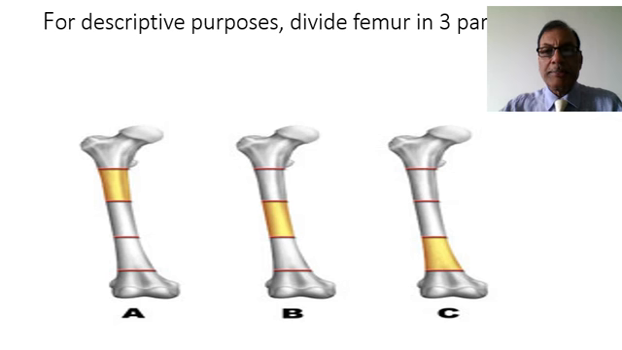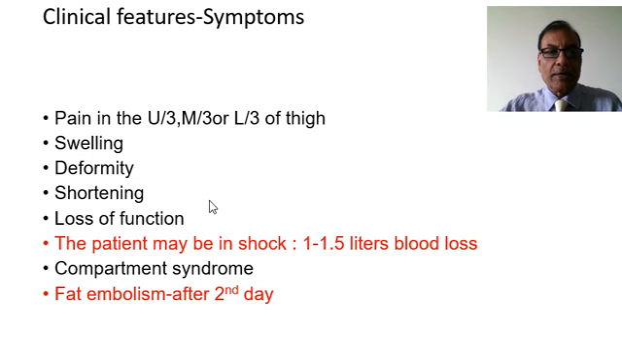For descriptive purposes, what you should do is divide the femur into three parts: upper third, middle third, lower third. And then you start your diagnosis, examination, or findings. We'll come to that again. So, when taking the clinical features, there could be pain in the upper third, middle third, or lower third of the thigh. That has to be taken into account while taking the history. Where is the pain? Not just thigh, it will be either upper third, middle third, or lower third.